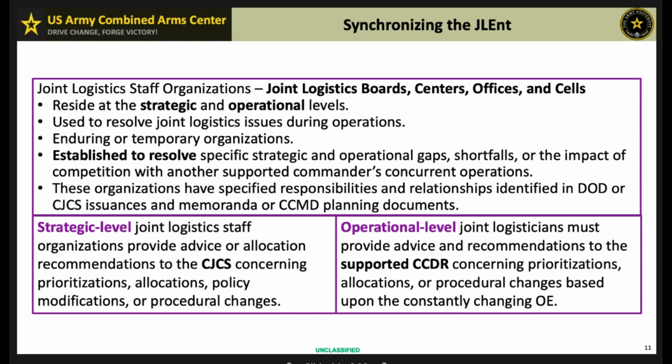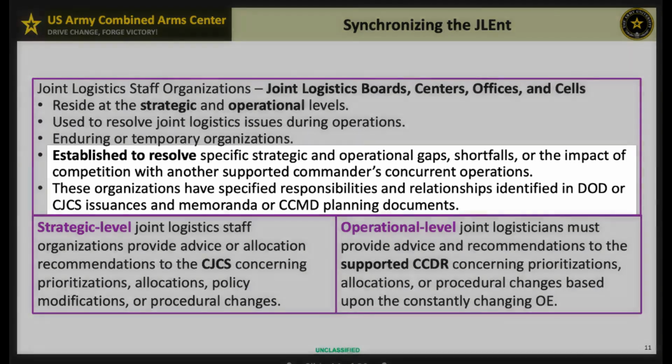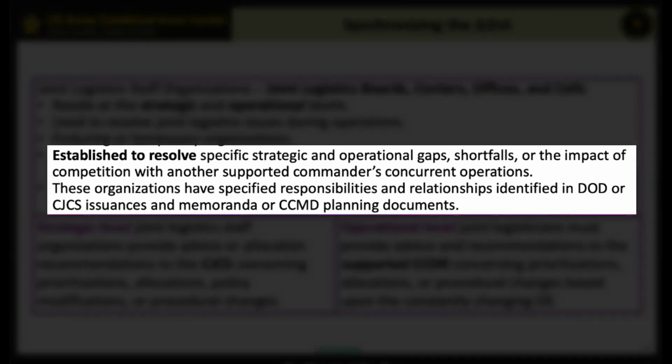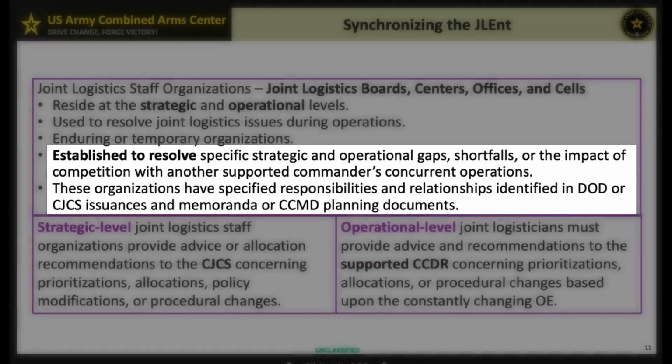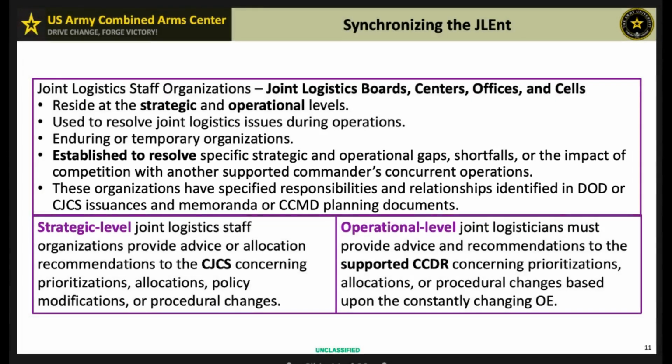This slide highlights the organizations at the strategic and operational levels that synchronize joint logistics, such as the Joint Transportation Board, JTB, and Deployment and Distribution Operations Center, DDOC. These bodies are responsible for resolving gaps and shortfalls during operations and ensuring smooth coordination between services and combatant commands.